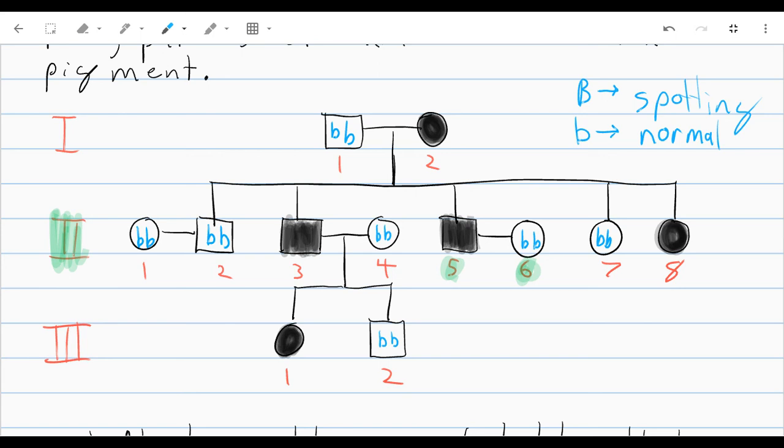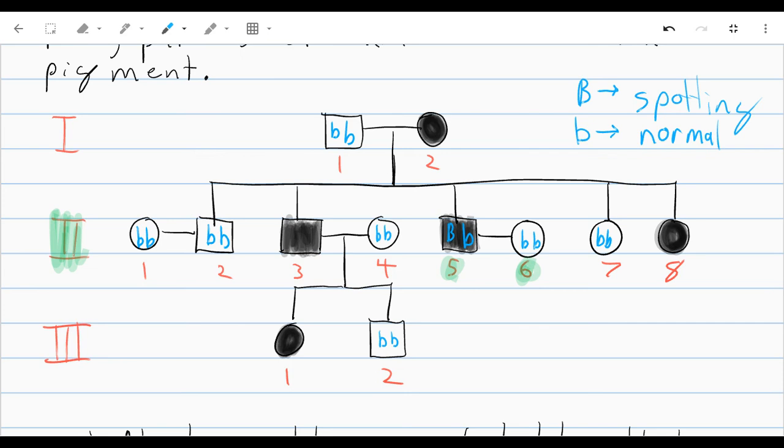What about individual 2-5 though? I know that he has to have a big B, but I don't automatically know what the second one is. Thankfully, this is where the pedigree becomes useful. We can see that his father, individual 1-1, is homozygous recessive. So he has to pass on the little b allele. So we know that individual 2-5 has to be big B, little b.